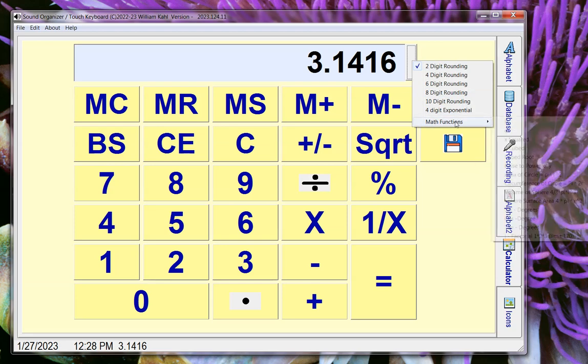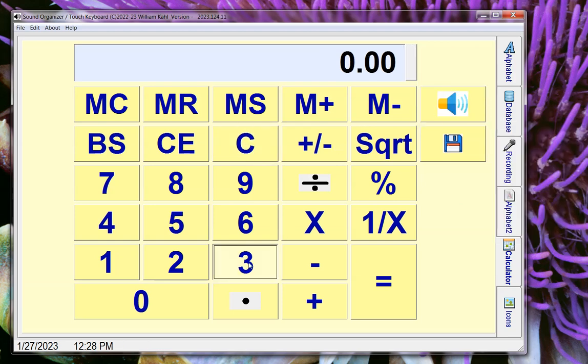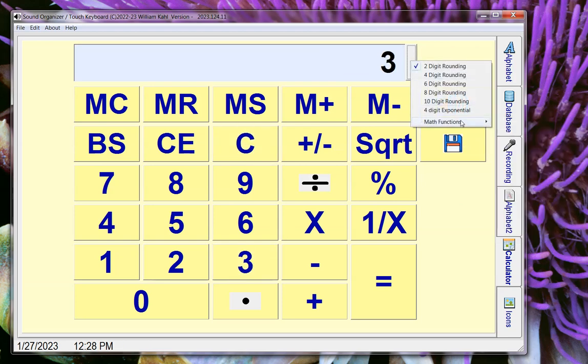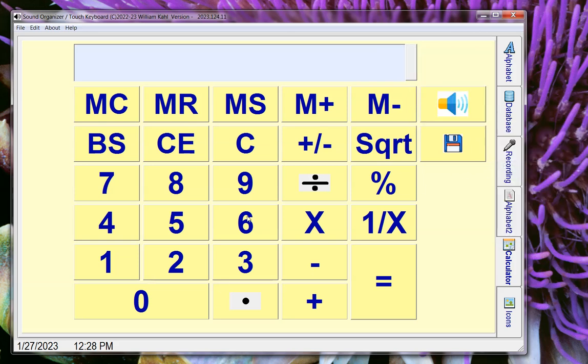Rounding and math functions. Okay, we have when you want to raise to a power, x to the y. Let me show you how that will work. Clear. So I'm going to say 3. Rounding and math functions. Raised to power 6 equals 729.00. So that would be 3 raised to the 6th power, which would be 729.